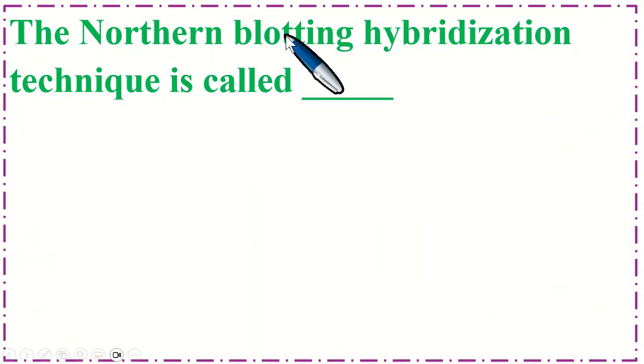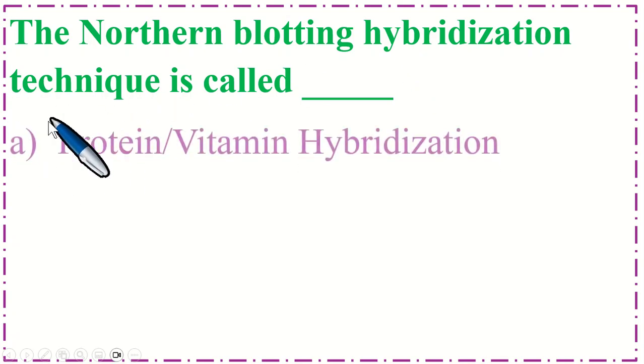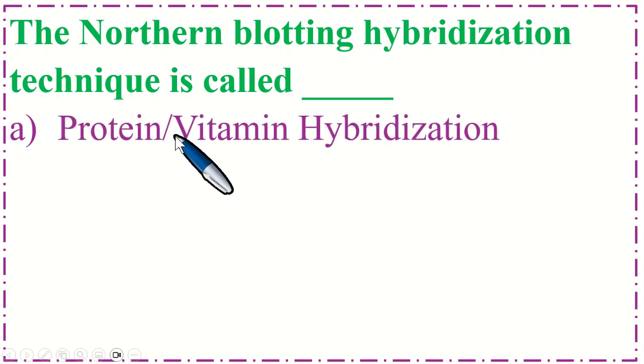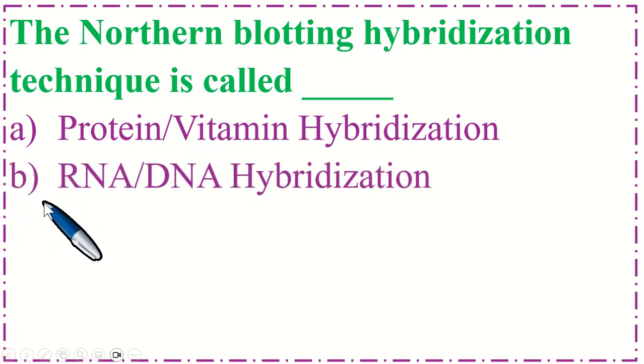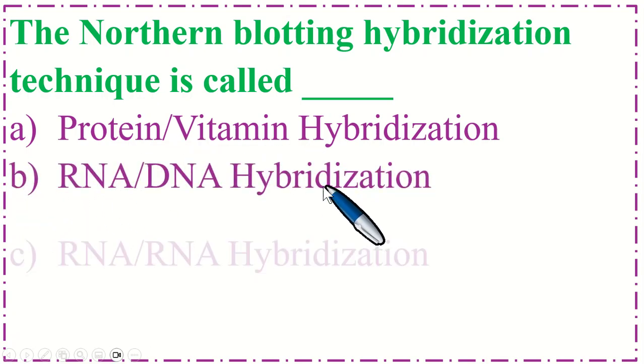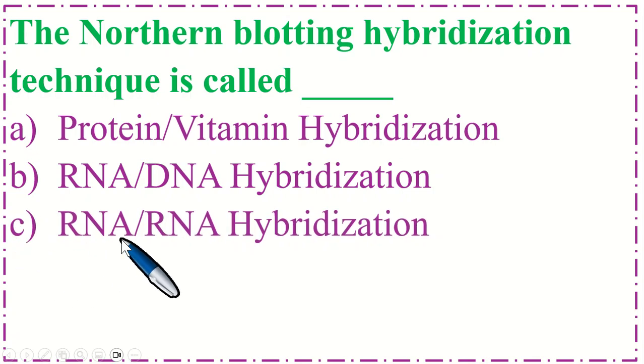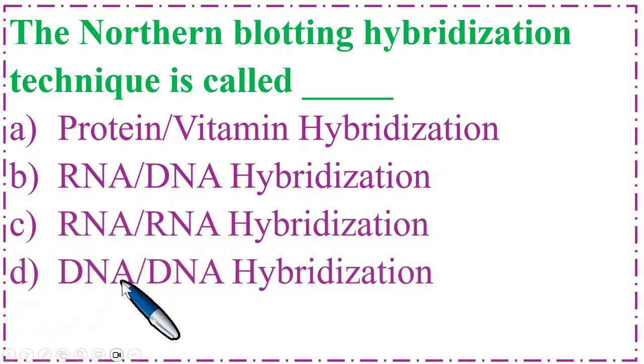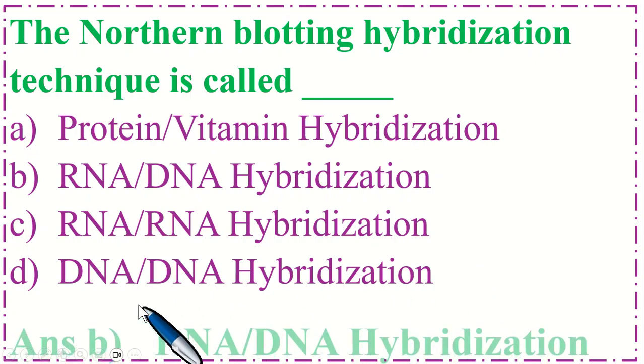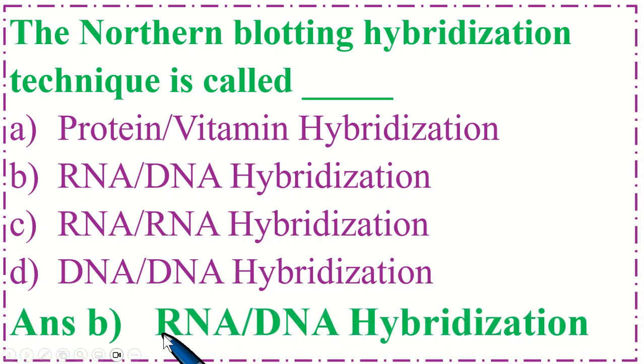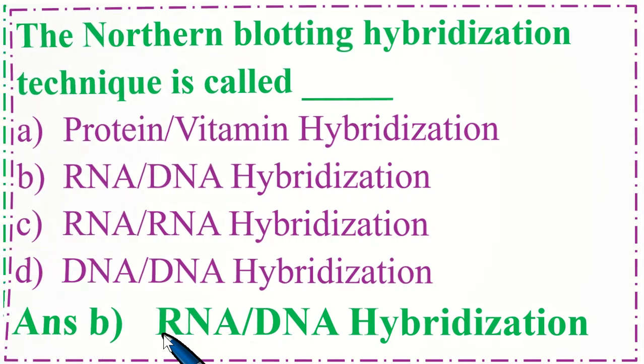The northern blotting hybridization technique is called dash. Option A protein vitamin hybridization, B RNA DNA hybridization, C RNA RNA hybridization and option D DNA DNA hybridization. So the correct option is B RNA DNA hybridization.